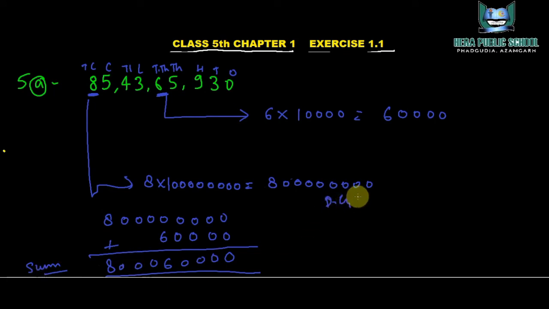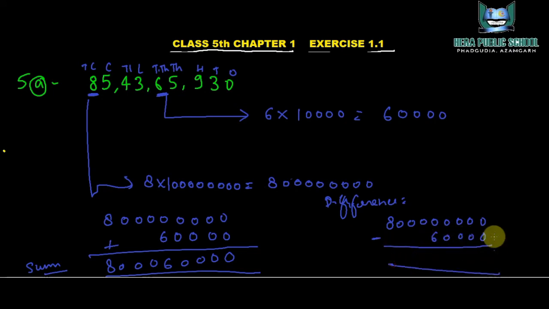And the difference: 80 crore minus 60,000. Okay, so 0, 0, 0, 0. Here is 0, we cannot subtract 6 from 0, so we'll take borrow. So we get 10 here, so 10 minus 6, we get 4, and here 9, 9, 9 and 7. This is the difference of the place values.